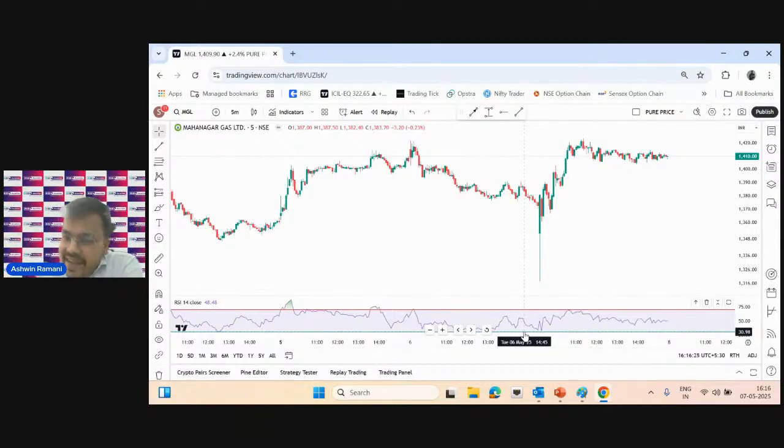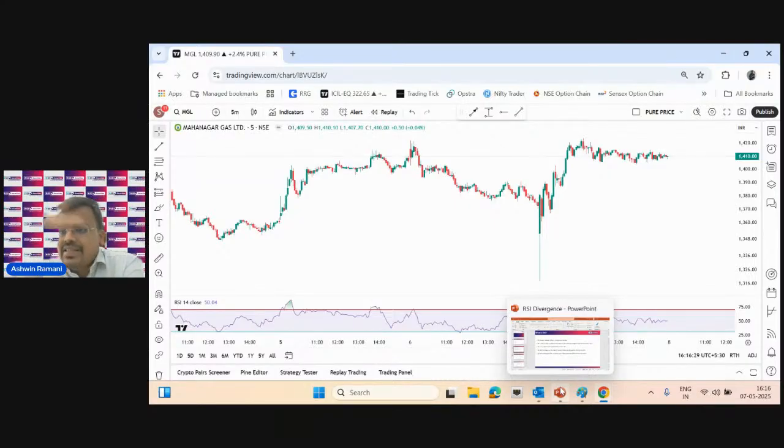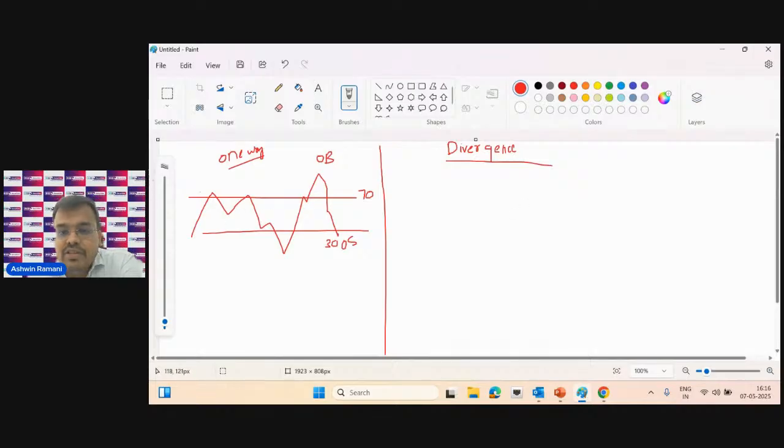But sometimes it happens that the price goes in one direction, let's say the price goes up, but at the same time the RSI doesn't go up. The RSI moves in the opposite direction. Similarly, the price goes down, but rather than the RSI going down, the RSI doesn't make equally lower lows. The RSI slightly goes up, and that leads to something called divergence, guys.